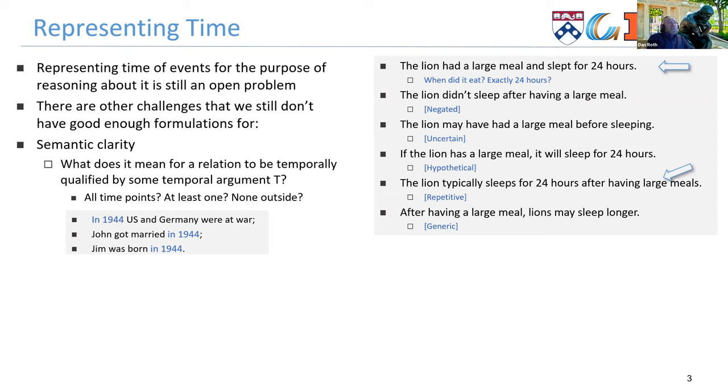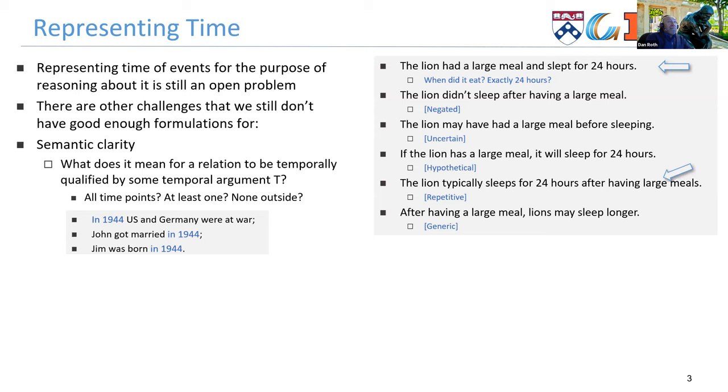So US and Germany were at war throughout 1944. John got married at some point in 1944 and hopefully stayed married throughout the rest of the year. Jim was born in one moment or one day in 1944. So these are really different events from a temporal perspective.